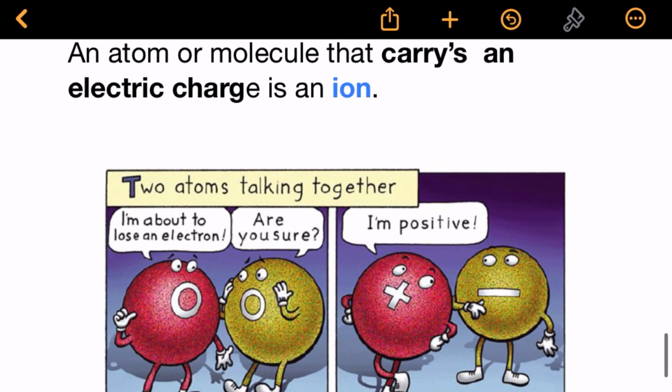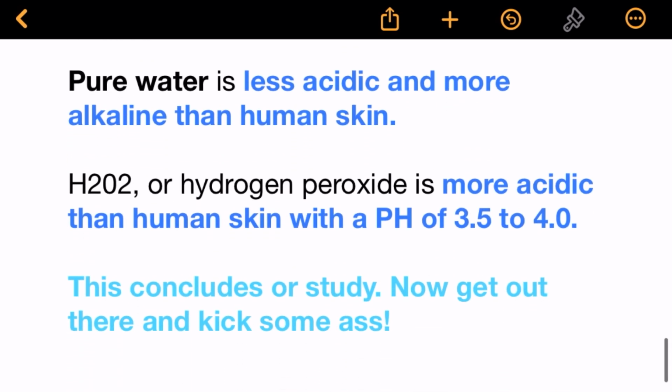An atom or molecule that carries an electric charge is an ion. Pure water is less acidic and more alkaline than human skin. H2O2, or hydrogen peroxide, is more acidic than human skin with a pH of 3.5 to 4.0. This concludes our study.